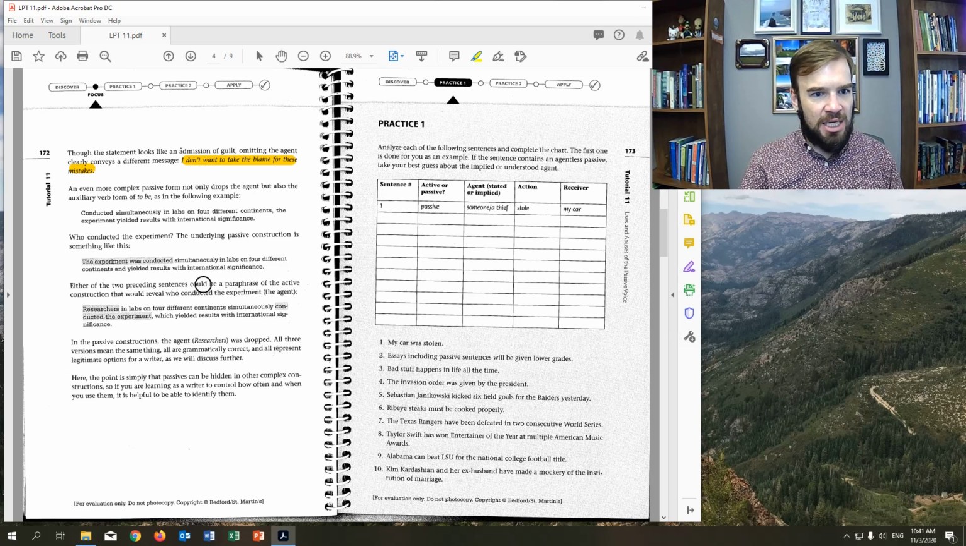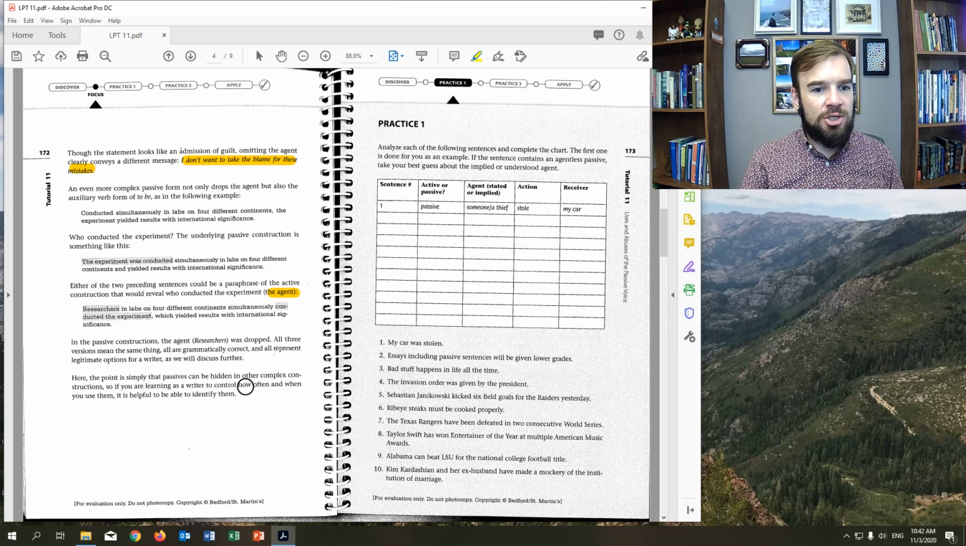Either of the 2 preceding sentences could be a paraphrase of the active construction that would reveal who conducted the experiments, the agent. Now, "researchers in labs on 4 different continents simultaneously conducted the experiment, which yielded results with international significance." In the passive constructions, the agent, researchers, was dropped. All 3 versions mean the same thing, all are grammatically correct, and all represent legitimate options for a writer, as we'll discuss further.